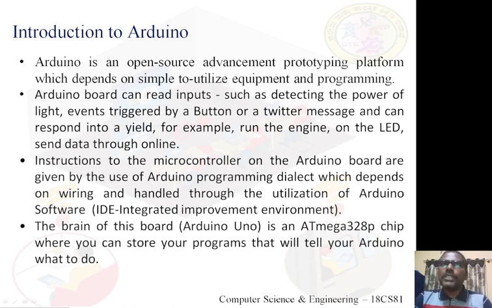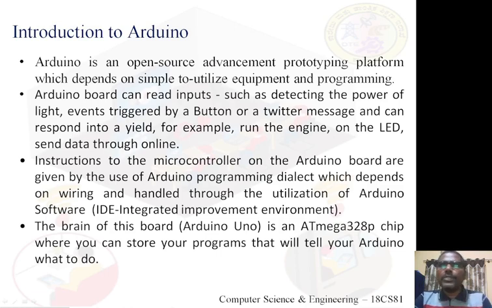So whenever an event is triggered, we can program what action should be taken. Okay, so an Arduino can also be used to detect a Twitter message. Clear? So now, Arduino can detect the power of light, or an event triggered by a button, or a message from Twitter. So it can respond to this.